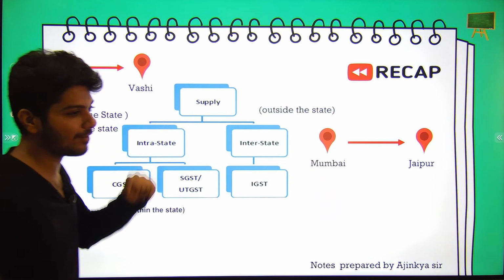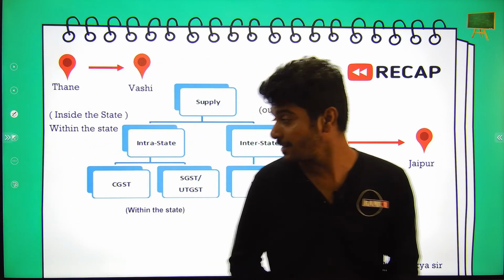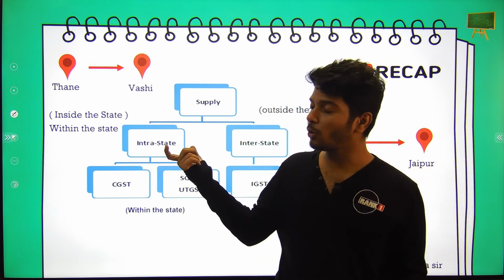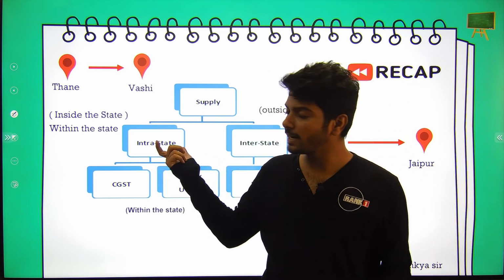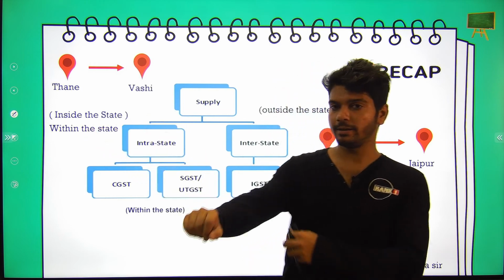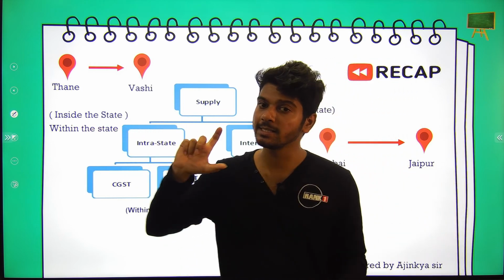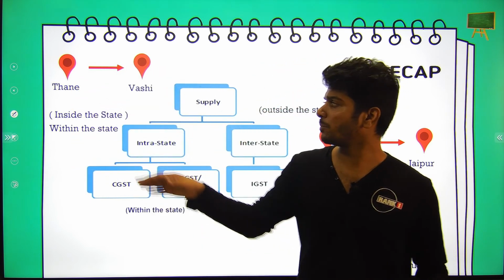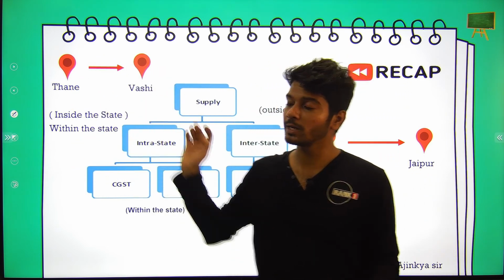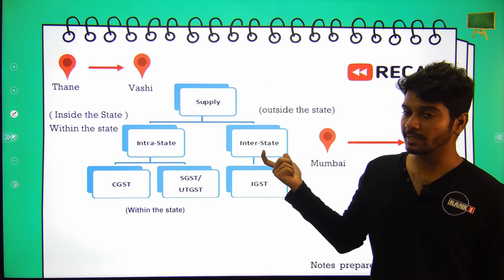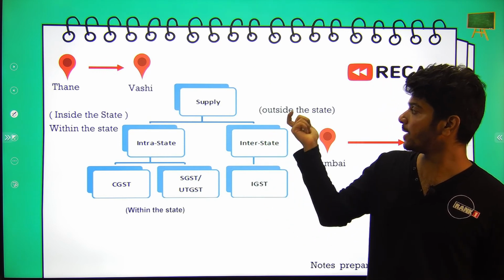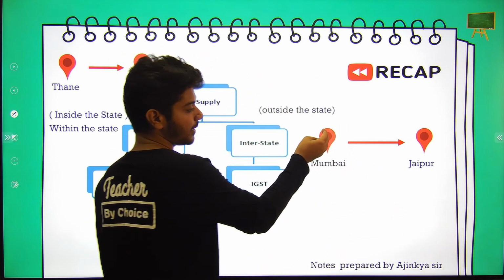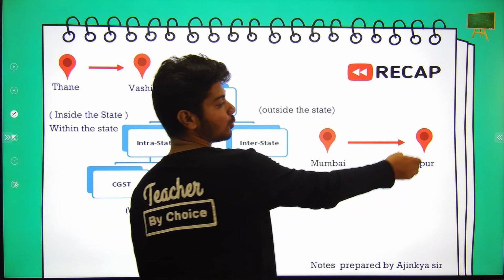Okay, let's have a recap of what we have learned in the session. When we talk about intrastate, it means within the state. The trade is happening within the state. Suppose the product is sold from Thane to Vashi. Now let's see interstate. In interstate, calculations are for outside the state. Outside the state means the product is manufactured in Mumbai and sold in Jaipur.